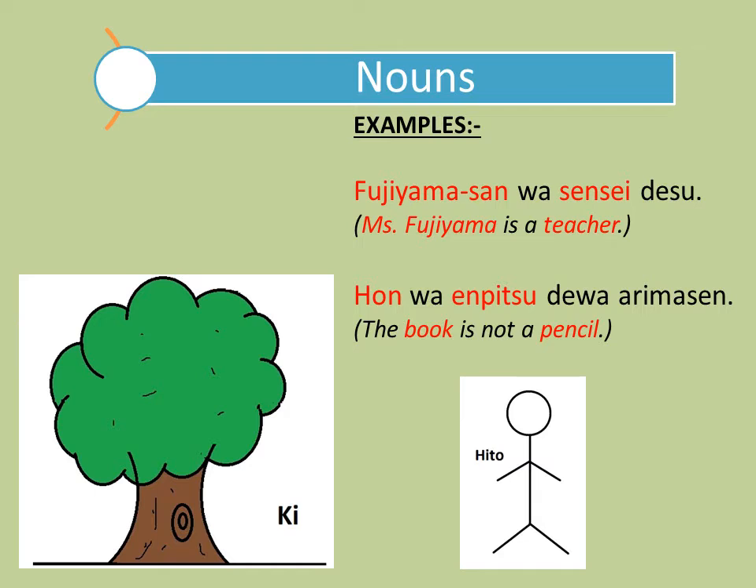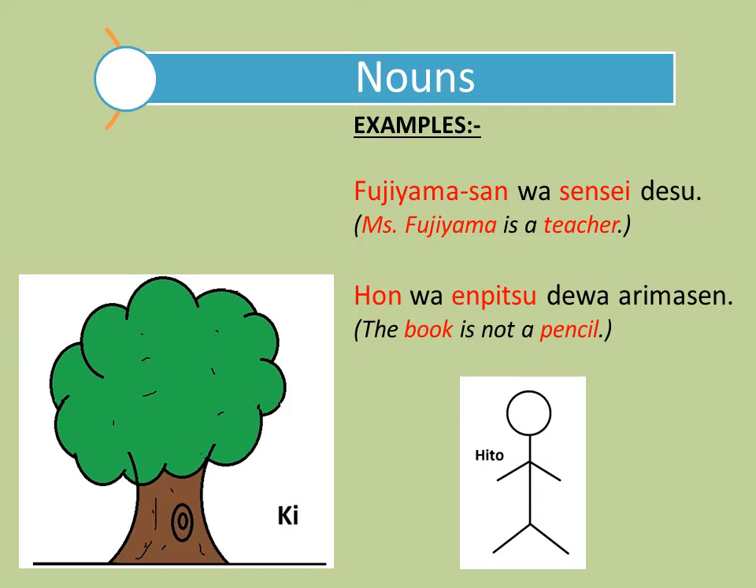Fujiyama-san wa sensei desu, meaning Miss, or it could be Mr., depends on the context. We have a certain honorific, like after any name we put san to be more polite, to show more respect. So here the sentence means Miss Fujiyama is a teacher. So you see, Fujiyama-san and sensei both are in red color. Here, Fujiyama-san is a noun and sensei is also a noun.